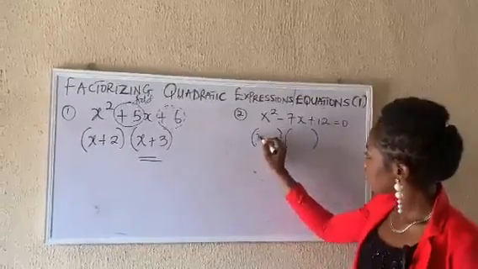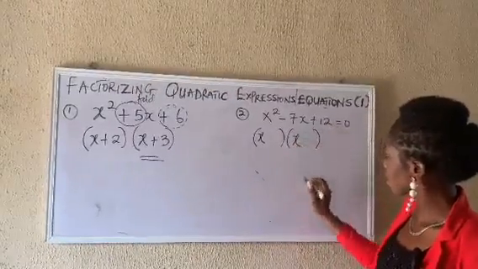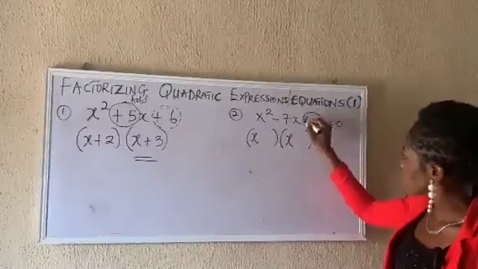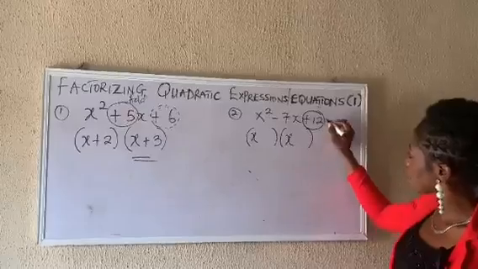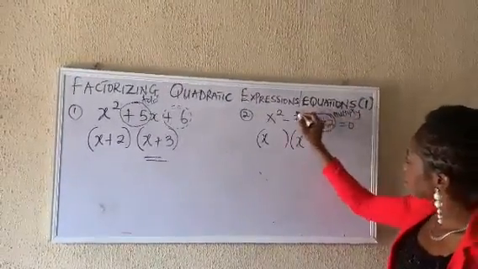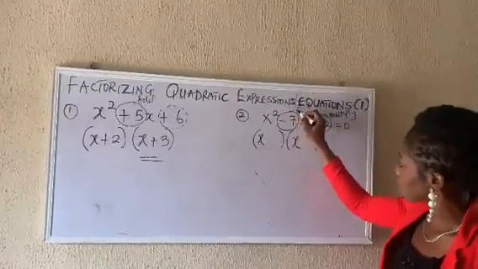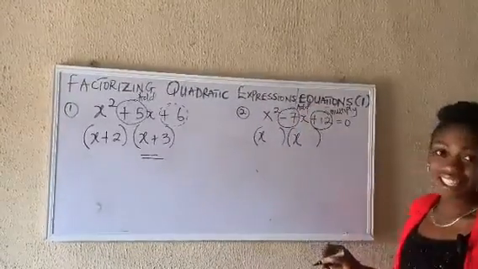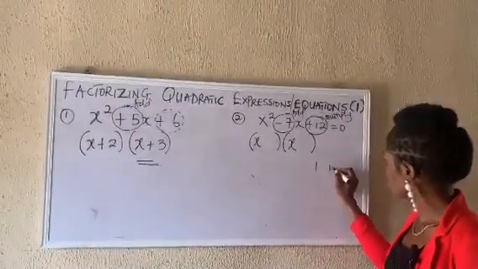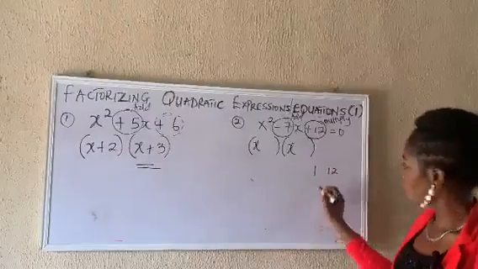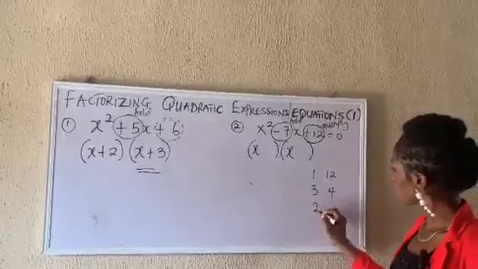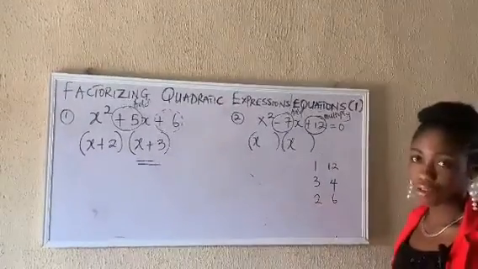Okay, you give this bracket x and give this x. The remaining thing in the brackets, you get them from, as usual, 2 numbers that when you multiply, it gives us plus 12. And when you add the 2 numbers, it will give you minus 7. So let's get all the numbers that when we multiply them, it gives us 12. We have 1 times 12, will give us 12. We also have 3 and 4, will give us 12. 2 and 6, will give us 12.